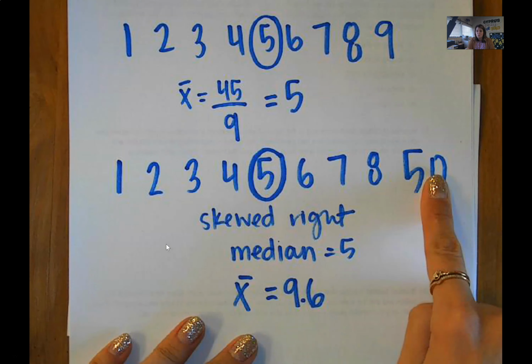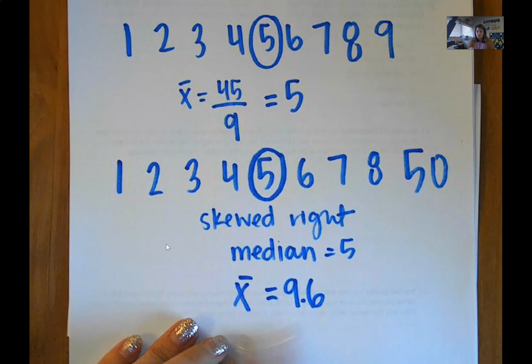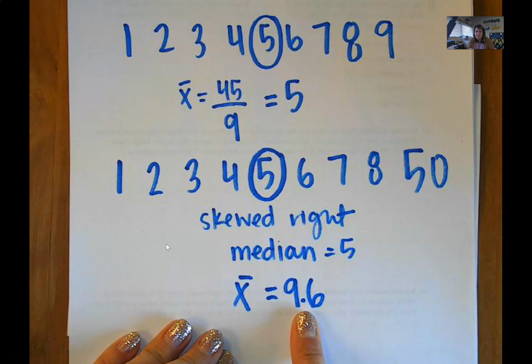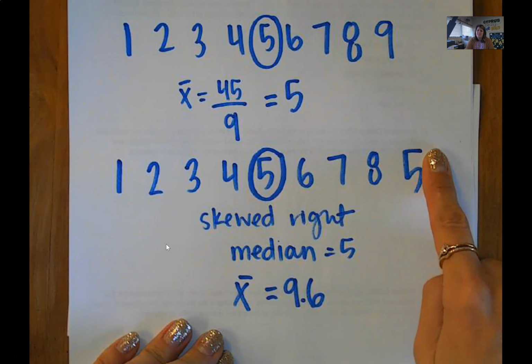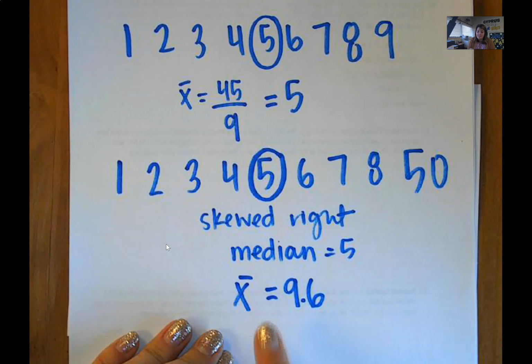But because of this one guy, our average makes it look like most of our data is around 10, when none of our data values are 10. We have 8 and then we have a 50. So in this case, when you have skew, the mean is no longer a good description of a typical value because of the outliers pulling the mean toward the skew.